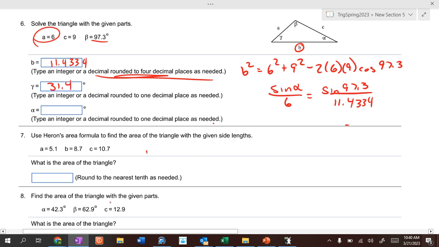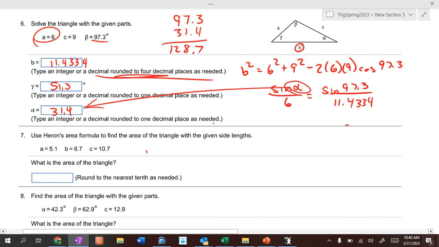So these two add up to 128.7. So it's 51.3. So what's, whoops, got them backwards. Don't do that. 51.3, 31.4, because I found alpha, which is that one. Okay? So be careful not to mix them up.